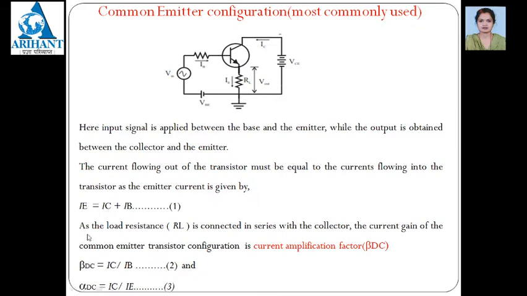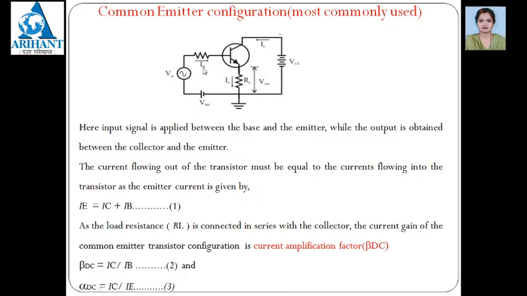We have seen this. As the load resistance RL is connected in series with the collector, the current gain of the common emitter transistor configuration is called the current amplification factor, or beta DC. Now beta DC is equal to IC upon IB, meaning collector current upon base current, and alpha DC is equal to IC upon IE. Those are the two factors, beta DC and alpha DC.